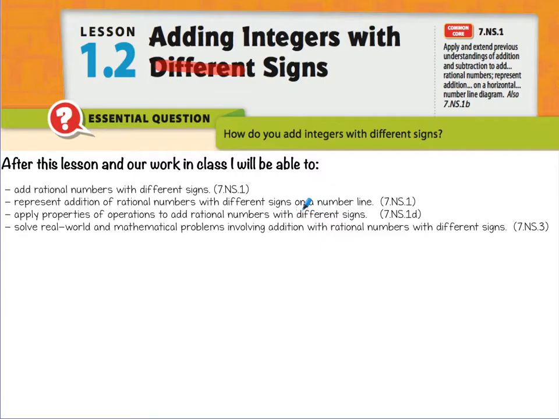So in that case, when we're applying properties, we are talking kind of about the commutative property, but also the idea that when you add the same sign, we know that you just add the absolute value, keep the sign. And then today we're going to talk about what you do when they're different. So that's what that applying properties means. And then solve real world and mathematical problems involving addition with rational numbers with different signs.